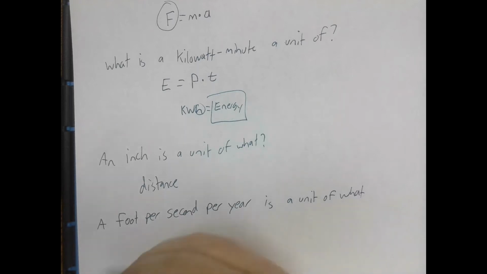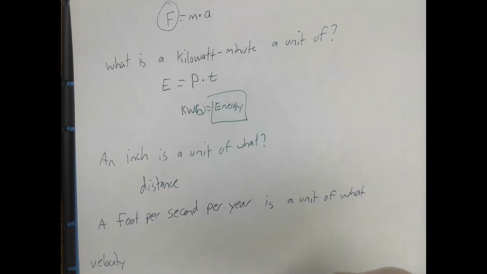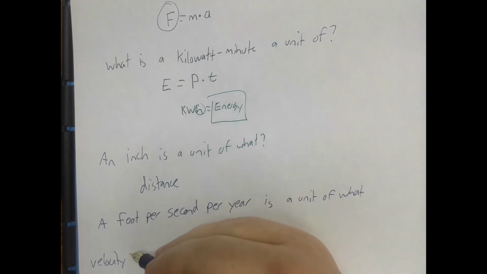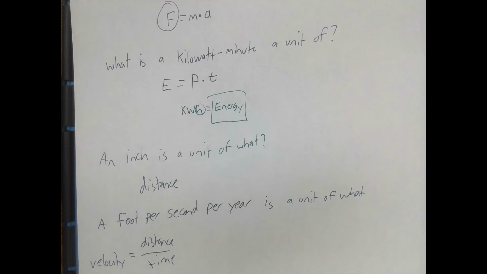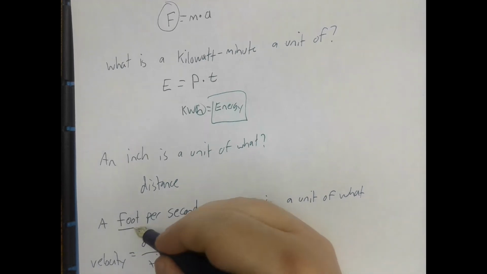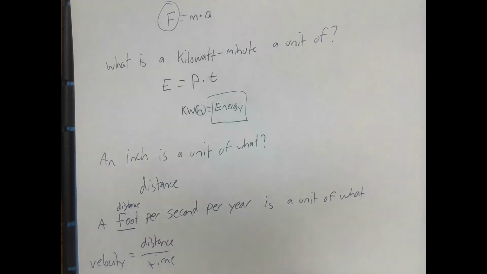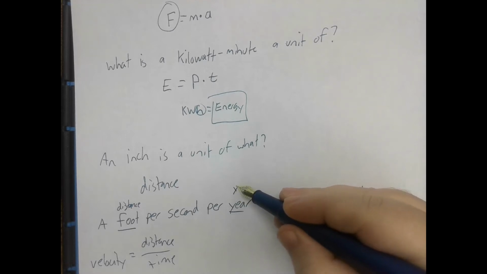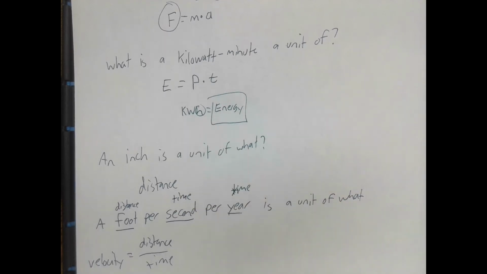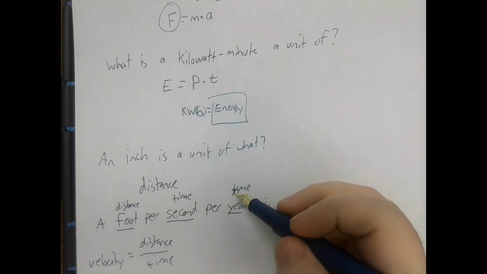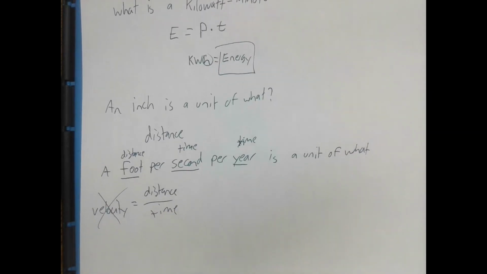What is the equation for velocity? What is speed equal to? Speed or velocity is distance over time. Do we have a distance unit? A foot is a measure of distance. Do we have a time unit? Year. So that's a time unit. However, we have another time unit. So we have a distance over time and time. This is not velocity, because velocity only has one time in this equation.